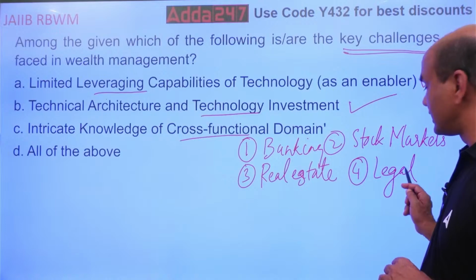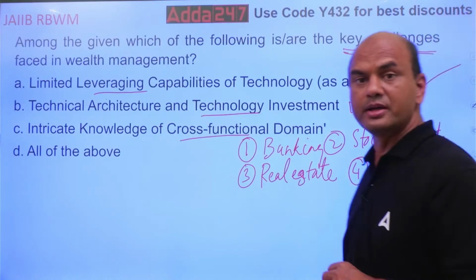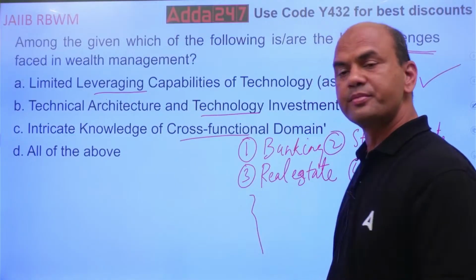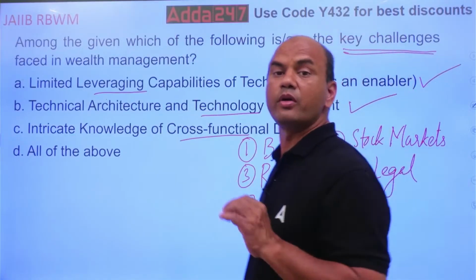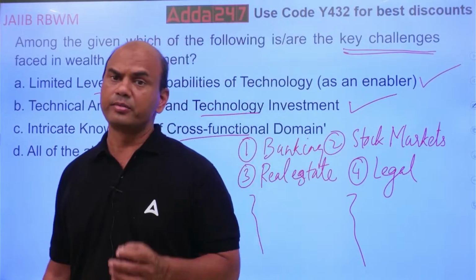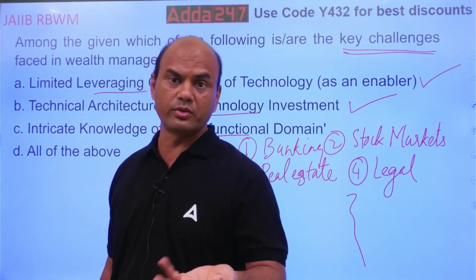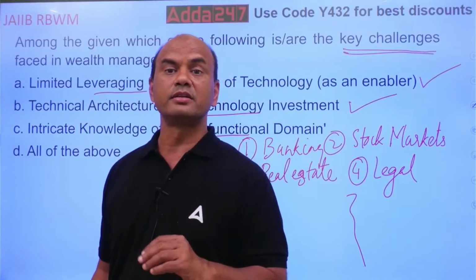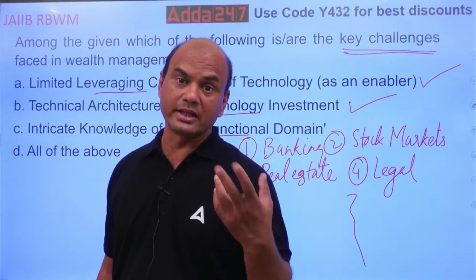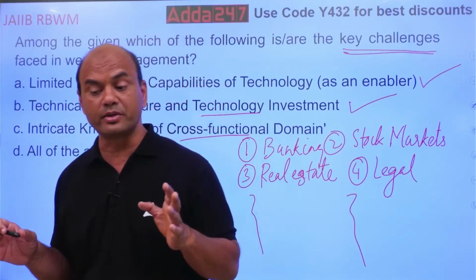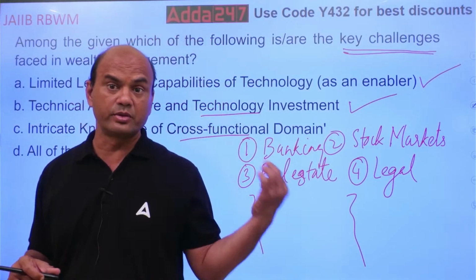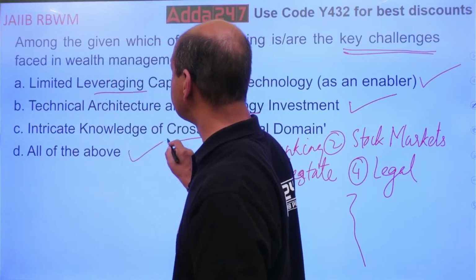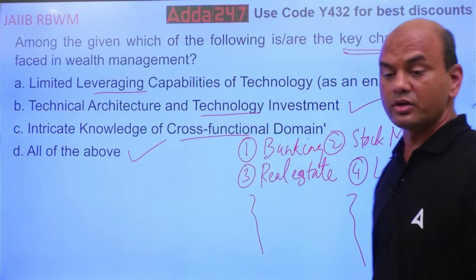Various legal documentations are used in wealth management. Plus there are many, it goes on increasing. You should have a knowledge of all the sectors. Because what are you doing in wealth management? You are taking the money of someone and investing. So whenever you are having someone else's money, a lot of responsibility comes on your shoulders. So that's why you must have all the cross-functional knowledge. So all of these. Answer is all of these.